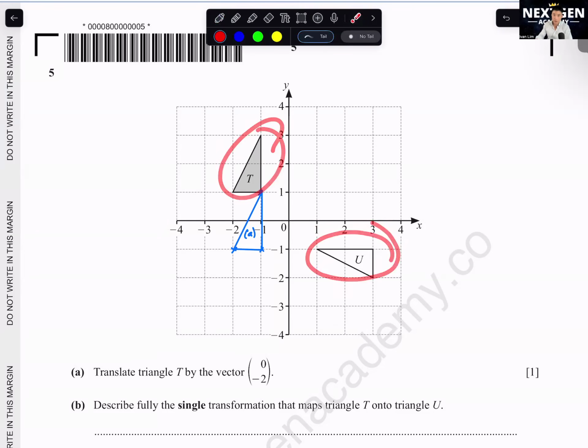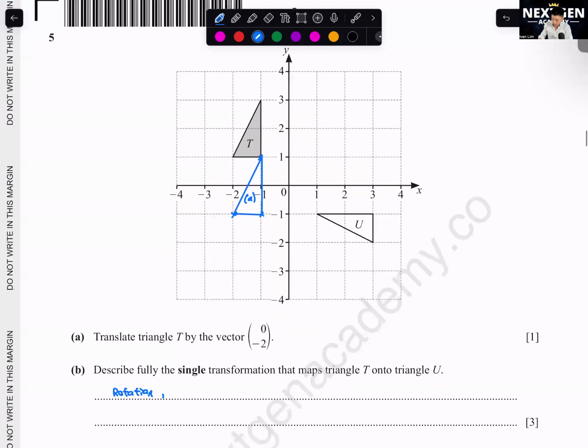Number 2. Describe fully the single transformation that maps triangle T to U. T to U. This one, the orientation change goes like that. This direction, you see? This one goes this direction, right? So this is a rotation anti-clockwise 90 degrees. On 90 degrees anti-clockwise.